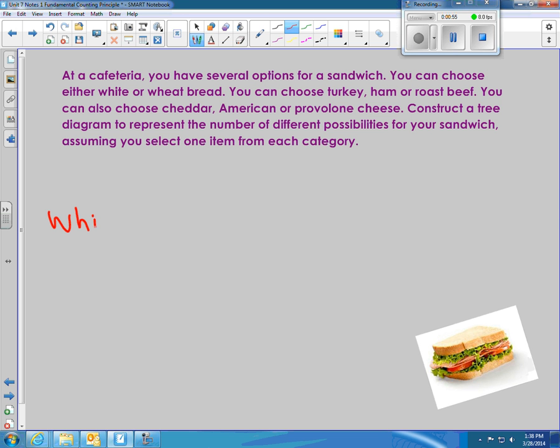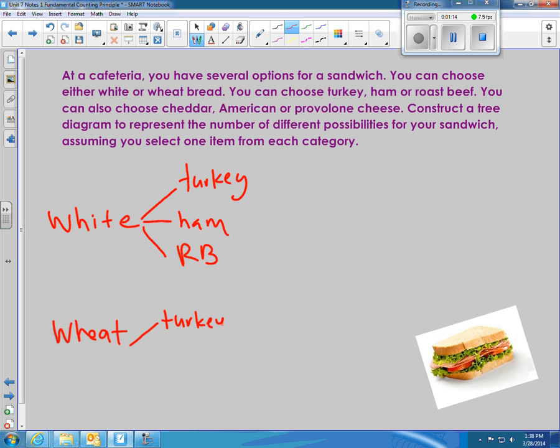All right, so we're going to start off. We can either have white bread or we can have wheat bread. Then, with each of those, we could choose turkey, we could choose ham, or we could choose roast beef. We also have those options with our wheat bread. Then we have our choice of cheese. So we could do white bread and turkey and American cheese, or cheddar cheese, or provolone.